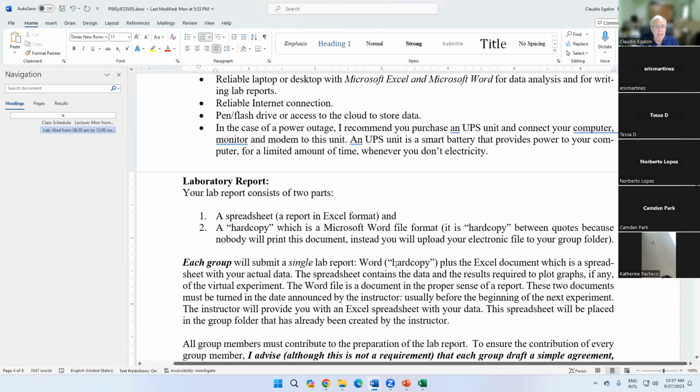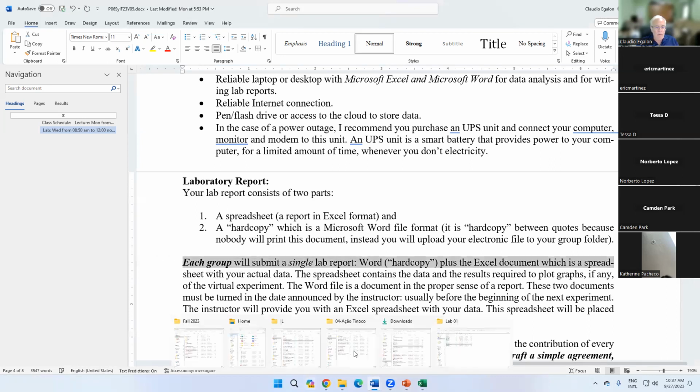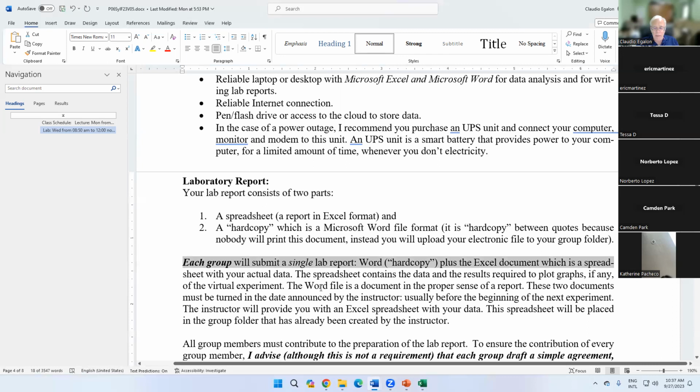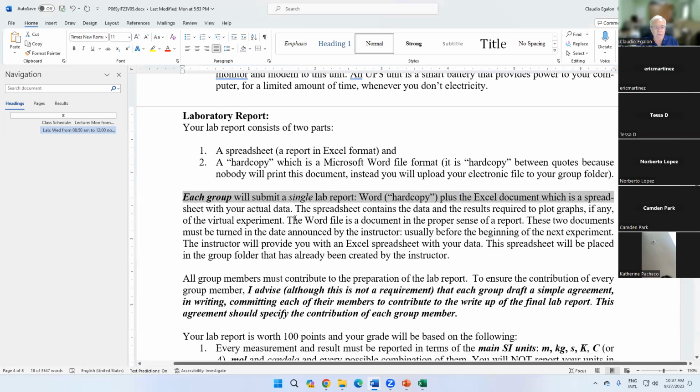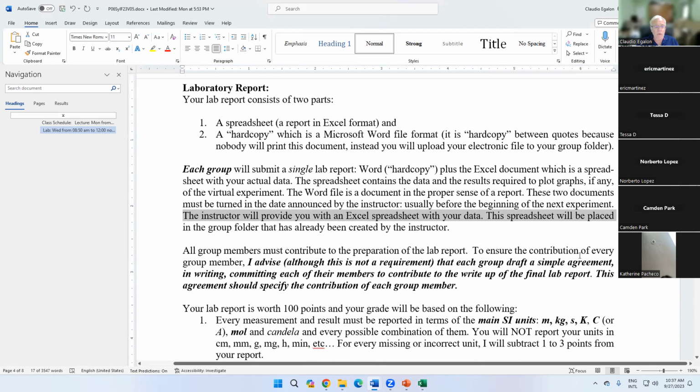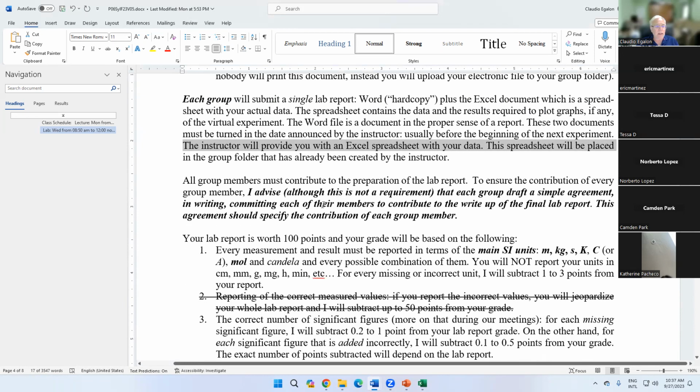Let's see what the format of this document is. Submit a single lab report, a Word plus Excel document. The spreadsheet contains the data. The Word file is a document in the proper sense of a report. These two documents must be turned in on the date announced by the instructor, usually before the beginning of the next experiment. The instructor will provide you with an Excel spreadsheet with your data, which I did. This spreadsheet will be placed in the group folder that has already been created by the instructor. All group members must contribute to the preparation of the lab report.